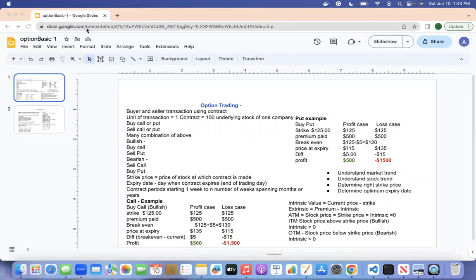Hello, everyone. My name is Anurag, and here I'm going to go over some of the techniques of option trading. Option trading, like stock trading, also has some concepts, rules, and policies: how option trading is done and how to make money using it.